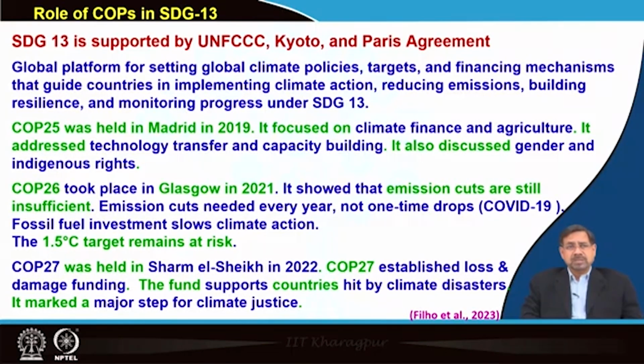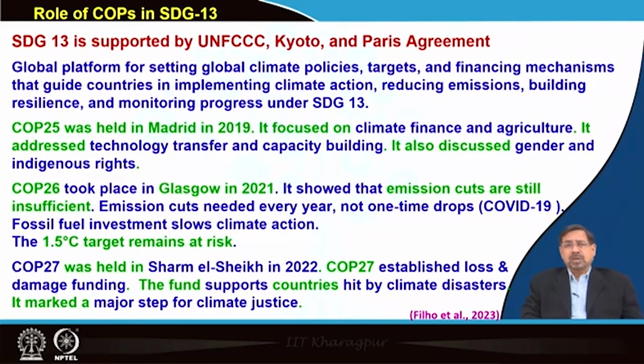Moving on to 2021, which is very important as far as Glasgow is concerned, it showed that the emission cuts are still insufficient. Whatever emission cuts individual nations have made, it is still not sufficient. Emission cuts are needed every year, not a one-time drop such as the COVID-19 period. It has to be there every year. Fossil fuel investment slows climate action. It has been seen that nations are investing in fossil fuels, which is contradictory. So, we should discourage investments in fossil fuels and encourage climate action.